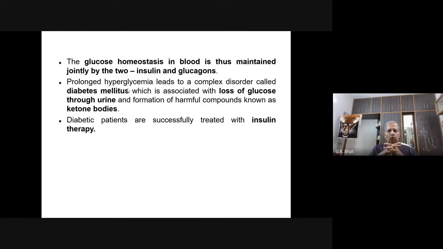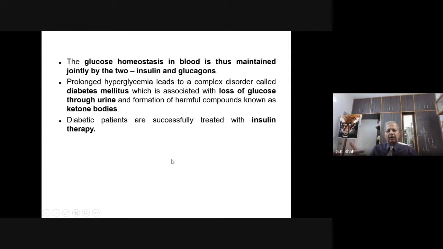Now you may ask the question, why are ketone bodies produced? Glucose is not metabolized, and passes through urine, because insulin is not produced properly. Whenever glucose is not metabolized, lipids are used in order to get energy. When the lipids are metabolized to yield energy, ketone bodies are produced, and these ketone bodies are also passed through the urine. Diabetic patients are successfully treated with insulin therapy.